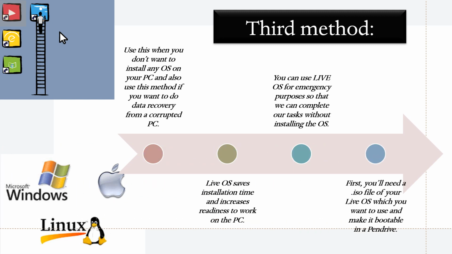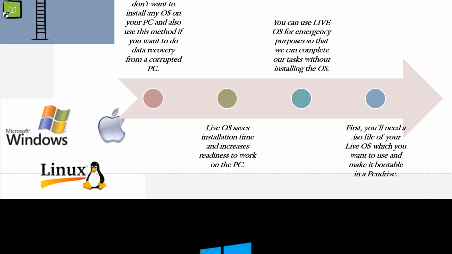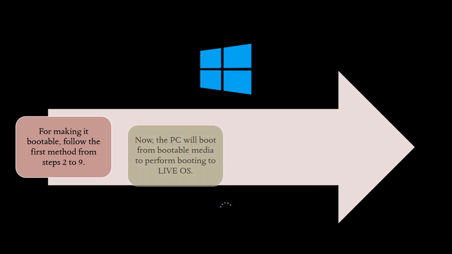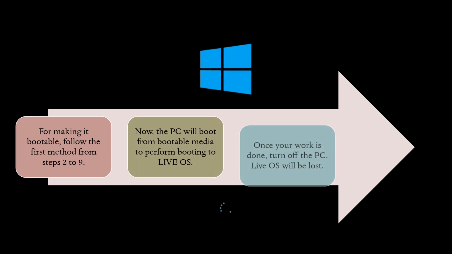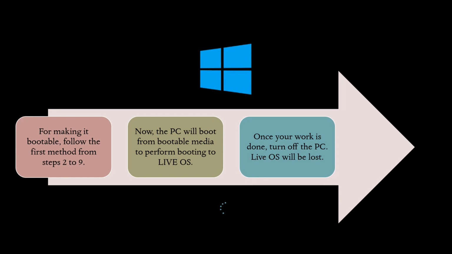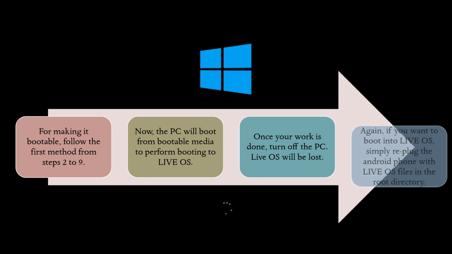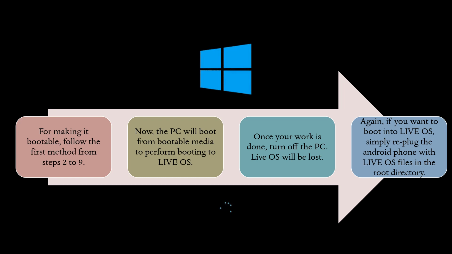First, you will need a .iso file of your live OS which you want to use and make it bootable in a pendrive. For making it bootable, follow the first method from step 2 to step 9. Now the PC will boot from bootable media to perform booting to live OS. Once your work is done, turn off the PC, live OS will be lost. Again, if you want to boot into live OS, simply replug the Android phone with the live OS files in the root directory. And that's all.